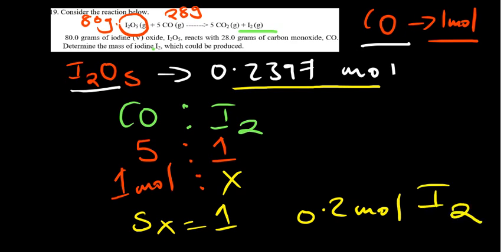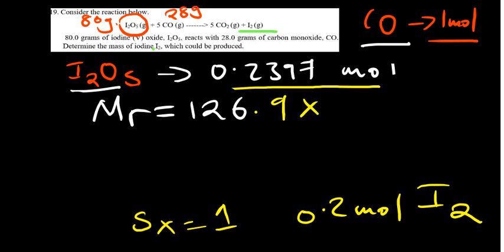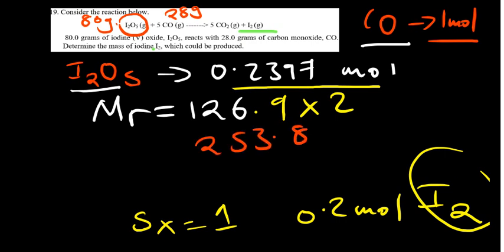So now that you know the number of moles of iodine that are going to be produced, you're able to determine the molar mass. Okay. So you know that a single iodine atom is 126.9. You multiply by 2 because we have I2. So 126.9 multiplied by 2 is basically 253.8 grams per mole. Okay, so that's what you have there.